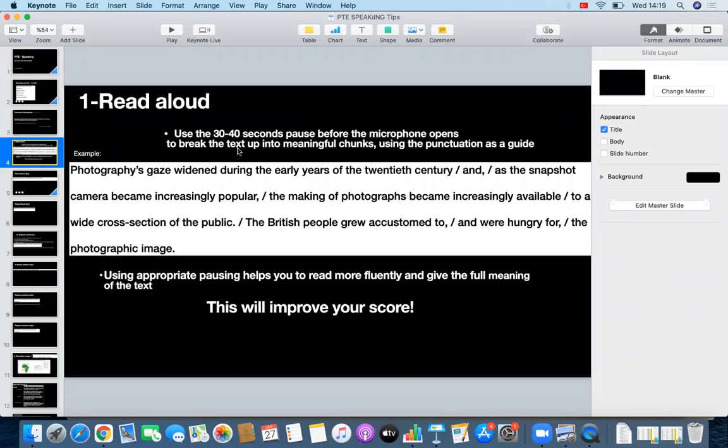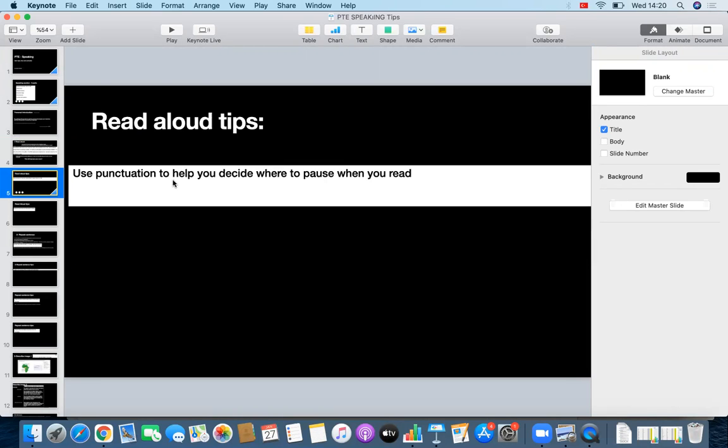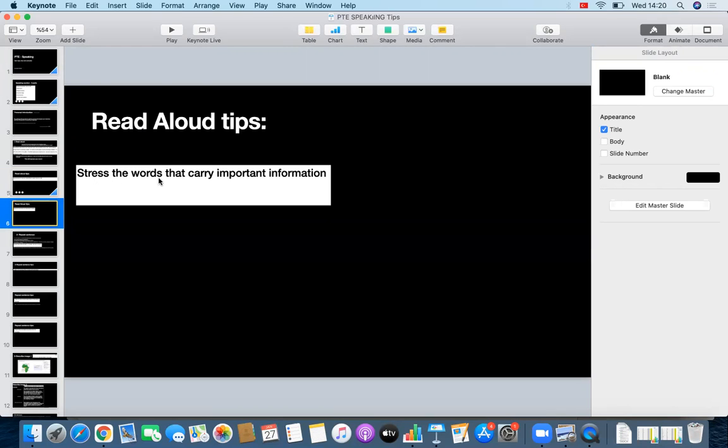Next one is read aloud. This is the first section. In this section, you are given a small text and you are supposed to read this aloud. If you use the appropriate pausing in the text, you can read more fluently and give the full meaning of the text. That will improve your score. And divide it into meaningful chunks. There are some tips. Use punctuation to help you decide where to pause when you read. And stress the words that carry important information.